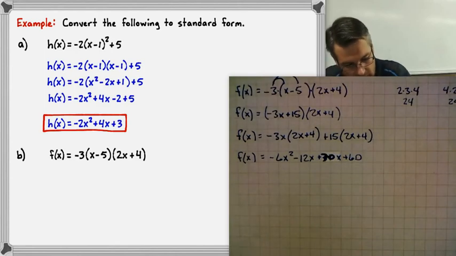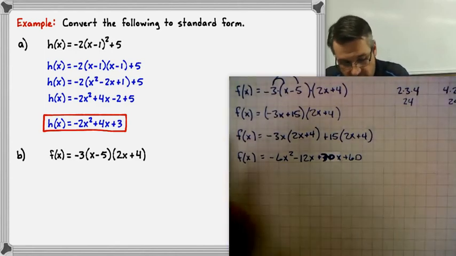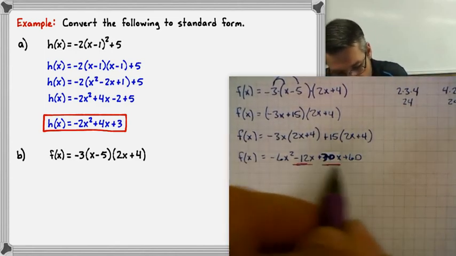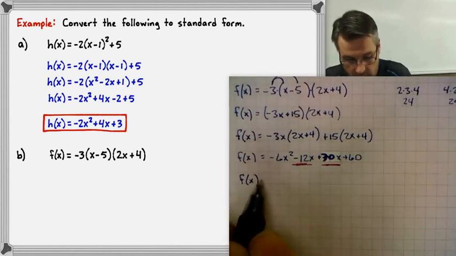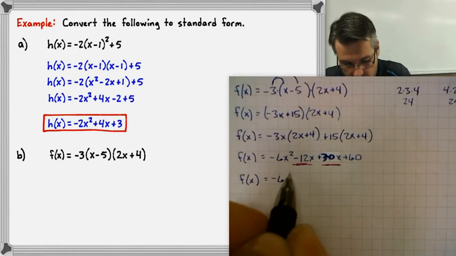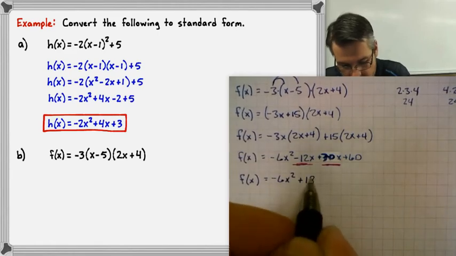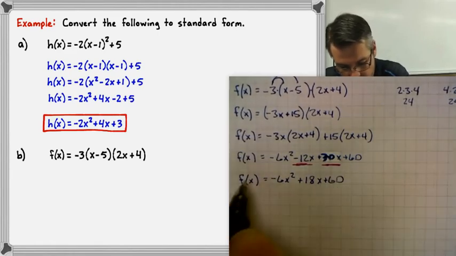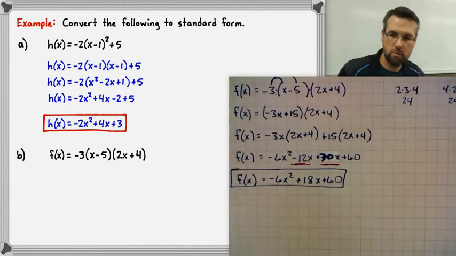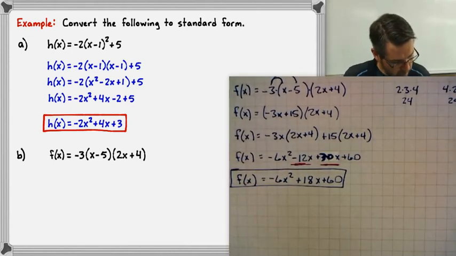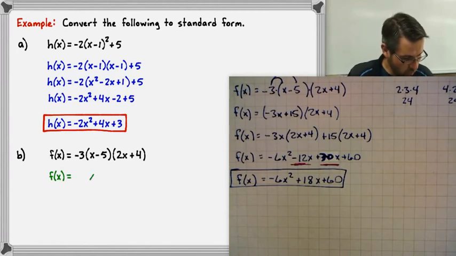And then we'll go ahead and combine like terms. So we can see that we have the -12x and the 30x there. Writing it in standard form, we have f of x equals -6x squared plus 18x plus 60. And that is our standard form. Okay. And let me check my work to make sure I'm right.